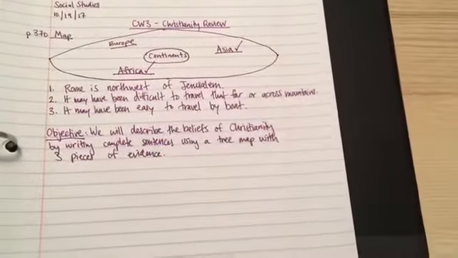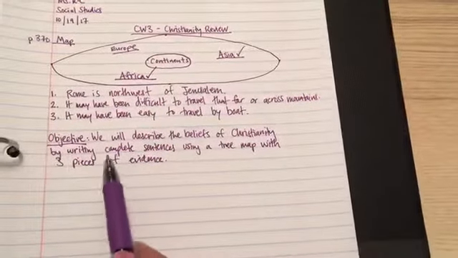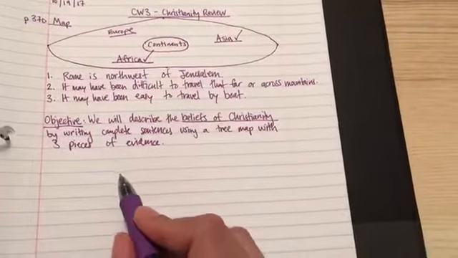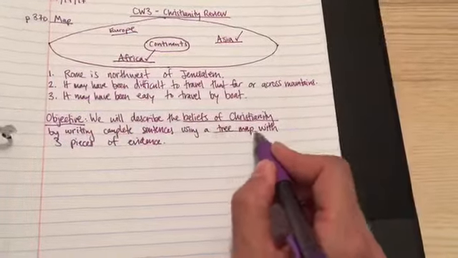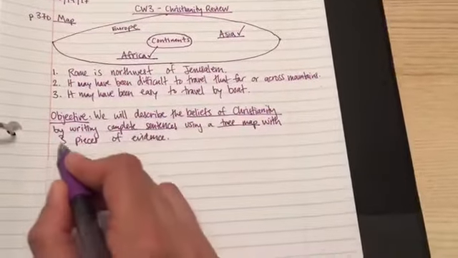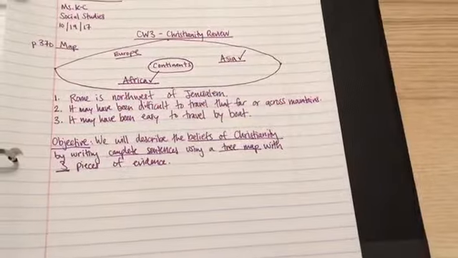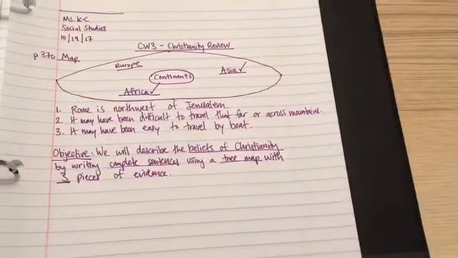evidence. Okay, so similar to what we did about Judaism, we're trying to figure out the beliefs of Christianity, just like we did the beliefs of Judaism. Only this time we're going to be using a tree map to write our complete sentences, and we're going to make sure we have 3, not 2 pieces of evidence. So we're building on what we did last time.